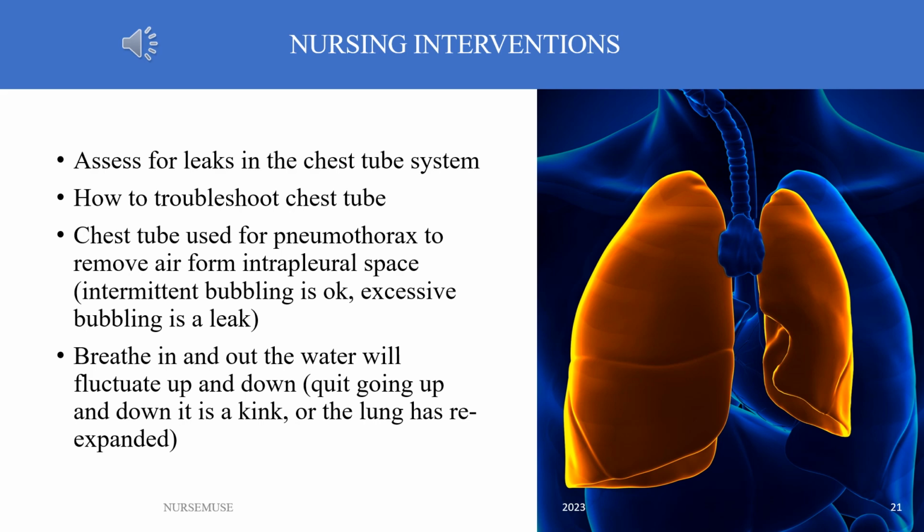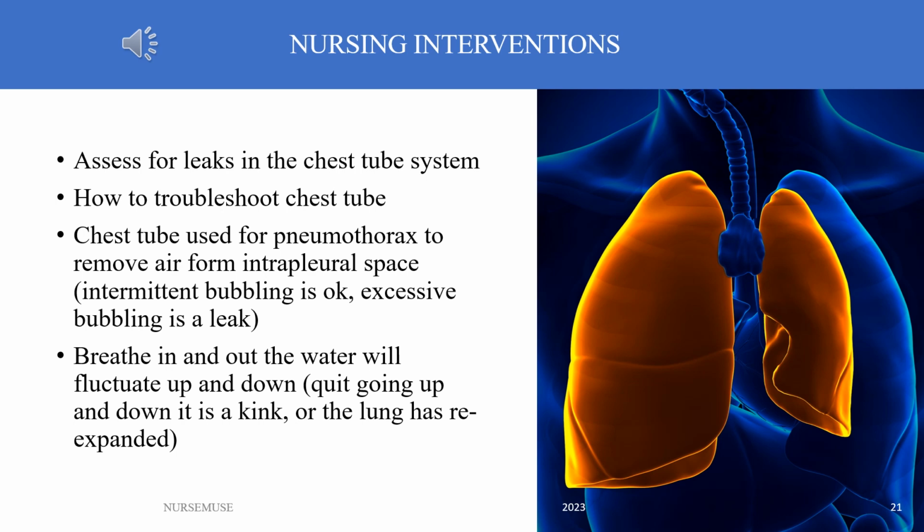So if our patient has a chest tube drainage system in place, we're going to assess for leaks in the chest tube system. And we're going to learn how to troubleshoot the chest tube. So the chest tube used for a pneumothorax is to remove air from the intrapleural space. So on the chest tube, intermittent bubbling is okay. Excessive bubbling is a leak.